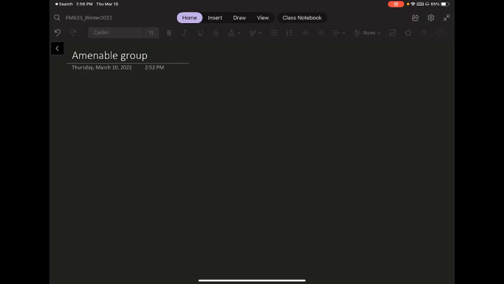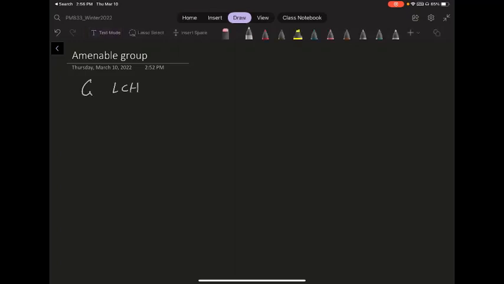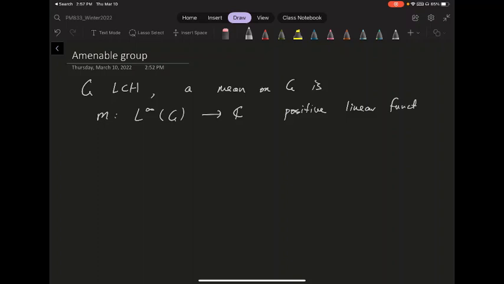Okay, so what's an amenable group? It really dates back to the study of von Neumann, actually. If you have a G that's locally compact Hausdorff, let's first define a function. We call it a mean. A mean on G is essentially just a linear functional. So let's say m from the L infinity space, I should use the big L infinity, to C, a positive linear functional, or in other words, it's in the dual space of the L infinity space.